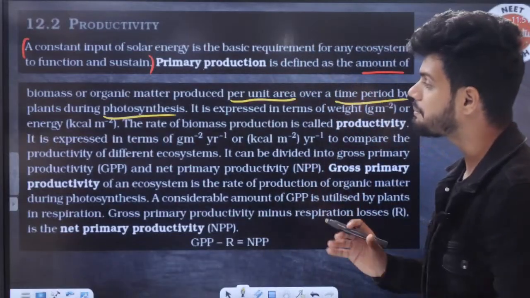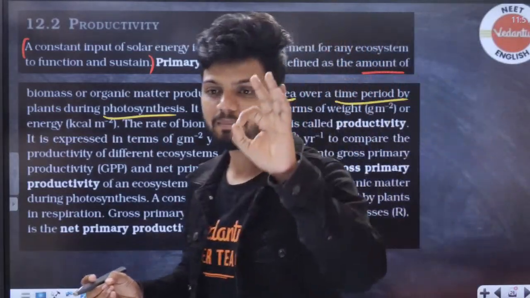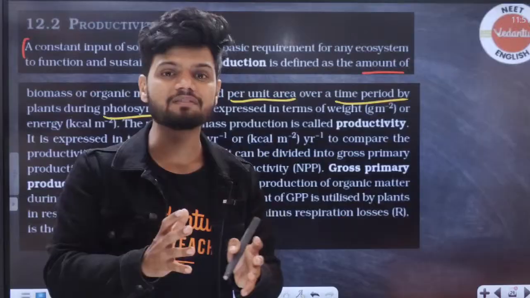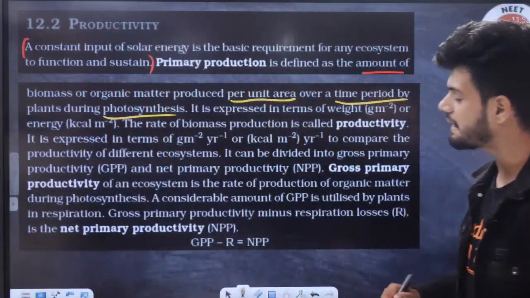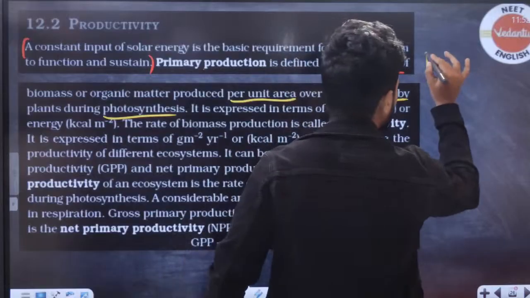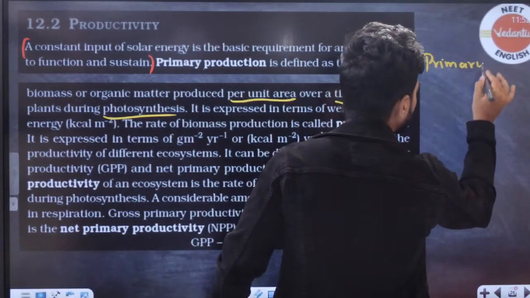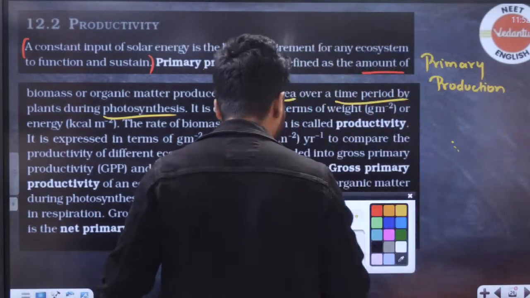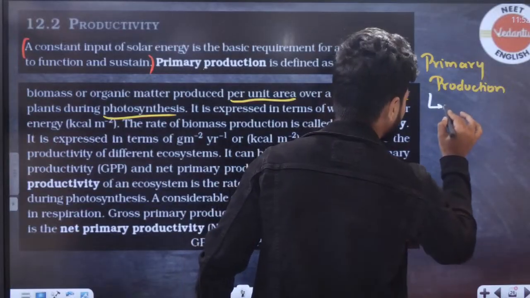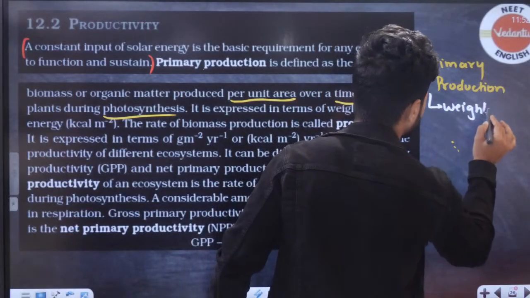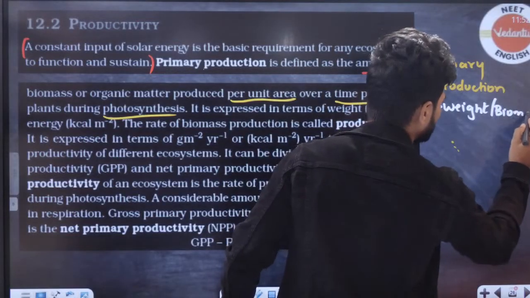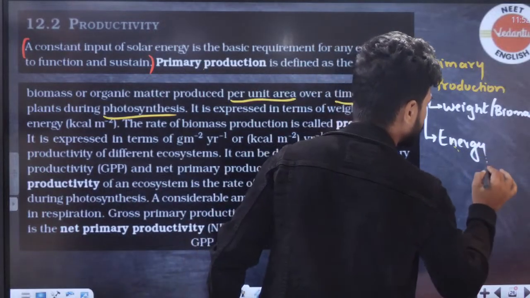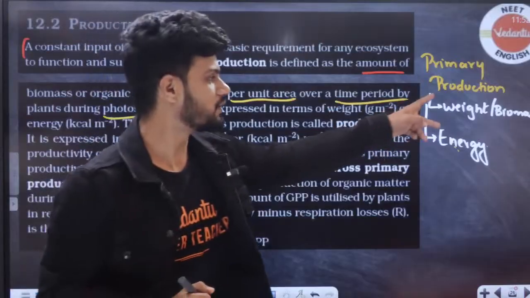And primary production can be represented in two ways. One is by weight, the other is by energy. So primary production can be represented in two ways. First one is by weight or biomass, and second one is by energy. So two different ways you can represent it.